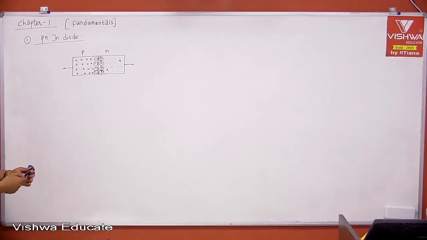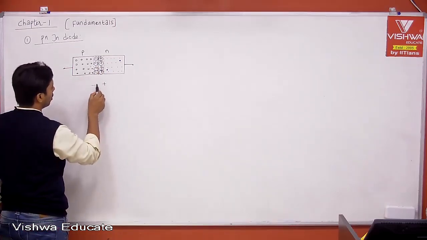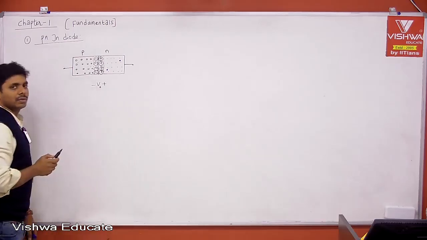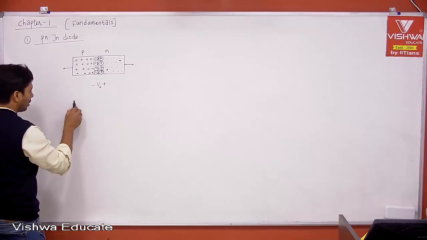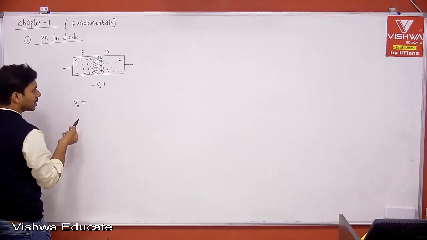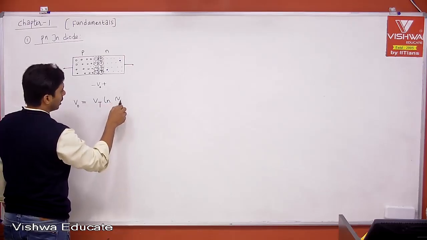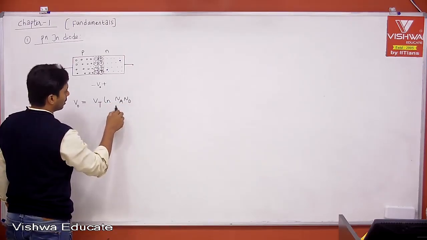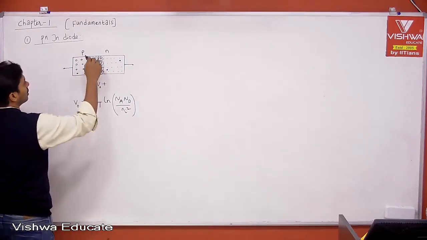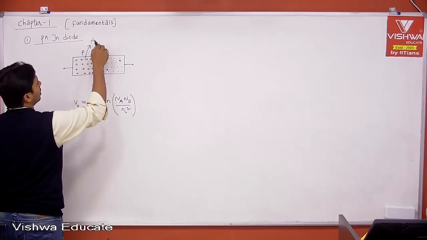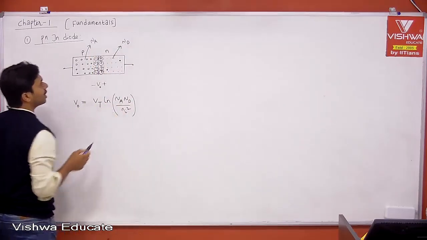Now what I want to say here is, because there is a space charge region, we have something called contact potential, which is nothing but the open circuit voltage, V0, that I am not deriving. If you ask me, V naught is equal to Vt ln(Na Nd divided by ni square). What is Na? The acceptor doping concentration of your p-type semiconductor, and Nd the donor impurity concentration of your n-type semiconductor.